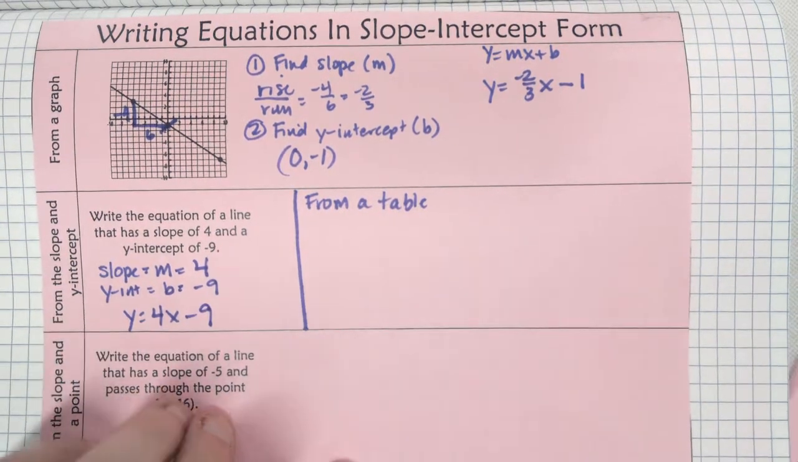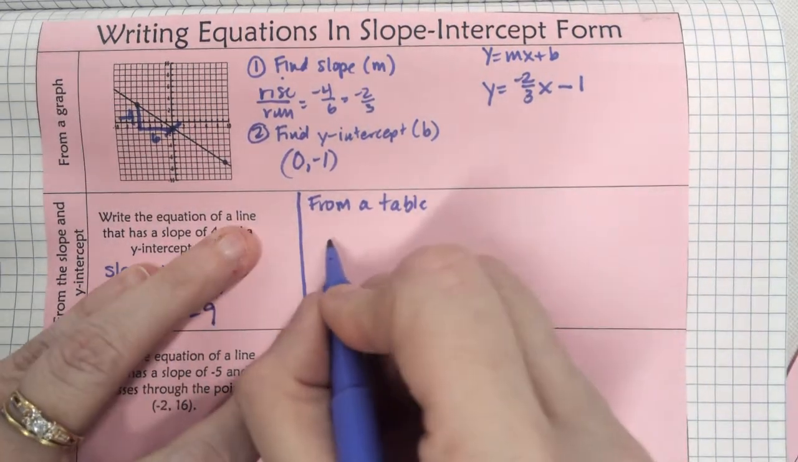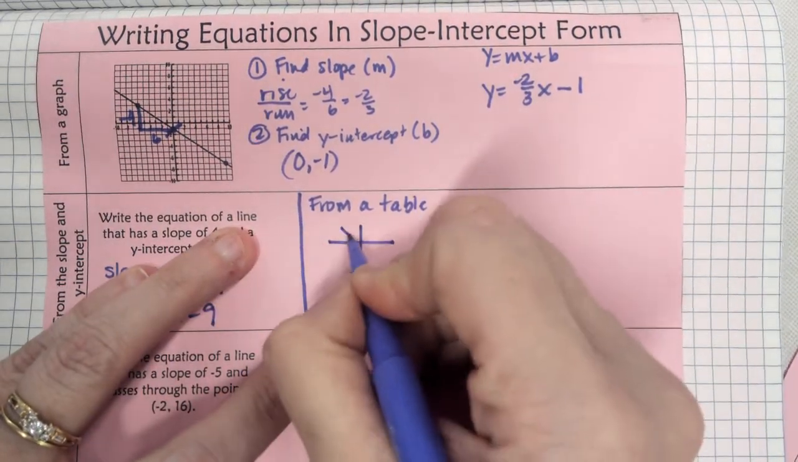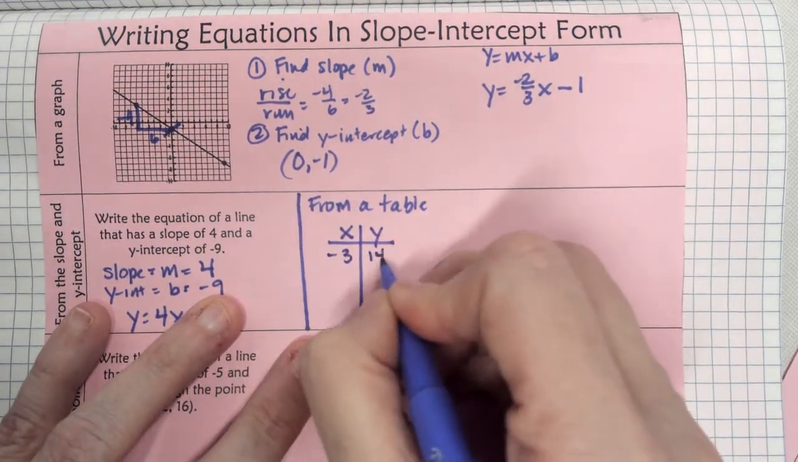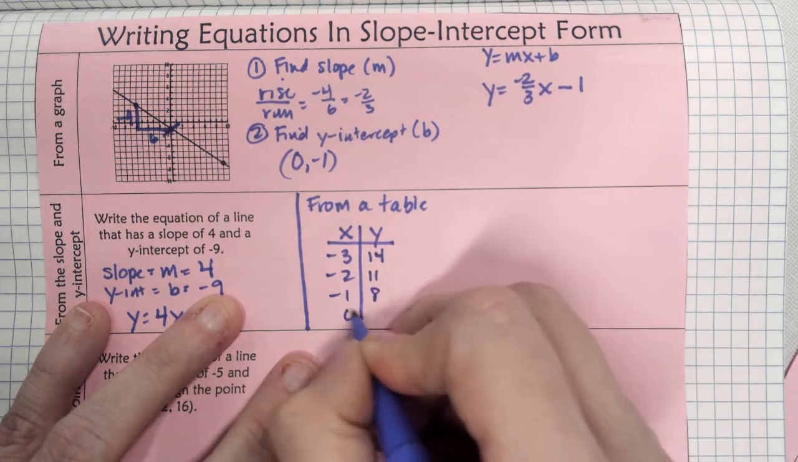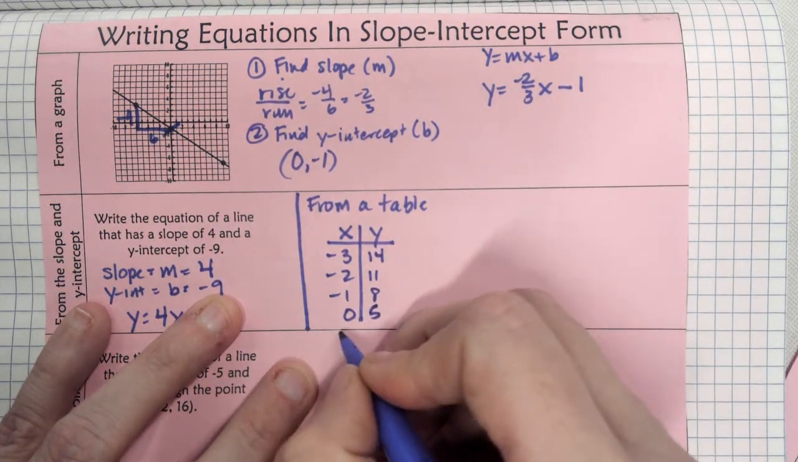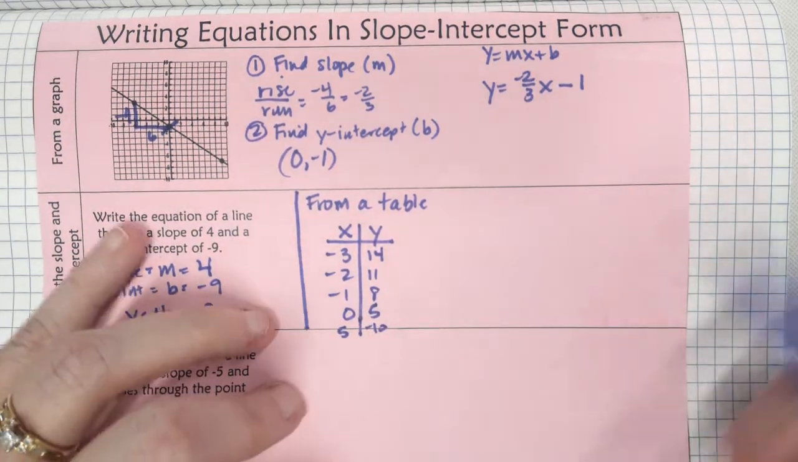Now, the last form you might see is a table. I just made up these numbers. They are not the same as anything else that we've seen. I just made up an equation. So negative 3, 14; negative 2, 11; negative 1, 8; 0, 5; and 5, negative 10. These are just some points that make up an equation.